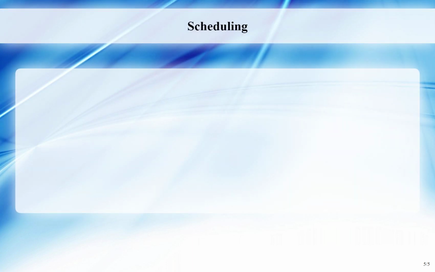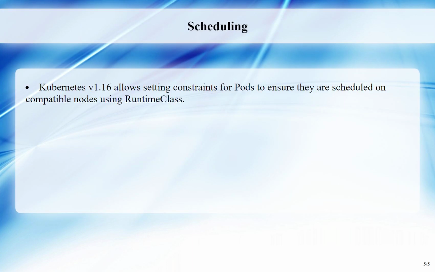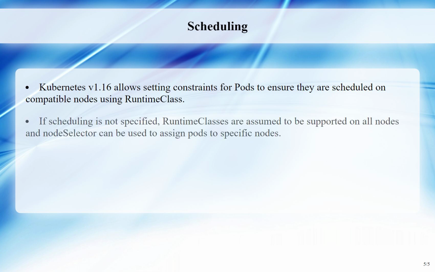Scheduling. Kubernetes v1.16 introduces the ability to set constraints for pods using a specific runtime class, ensuring they are scheduled on nodes that support it. This is done by specifying the scheduling field in the runtime class. If scheduling is not set, it is assumed that the runtime class is supported by all nodes. The runtime class's node selector can be used to select nodes with a common label, ensuring that pods are scheduled on the correct nodes.